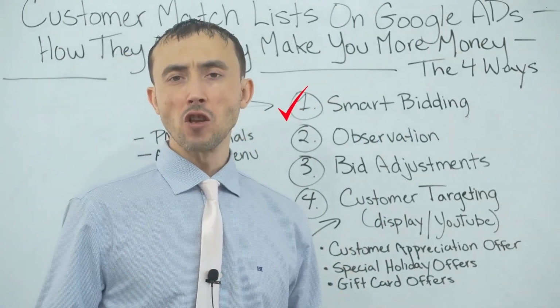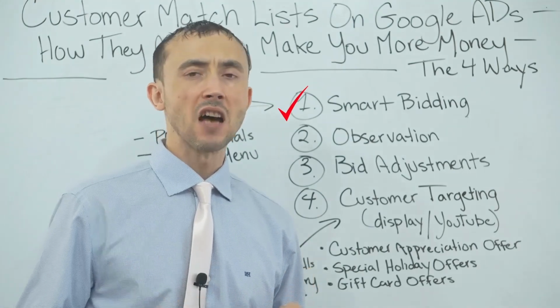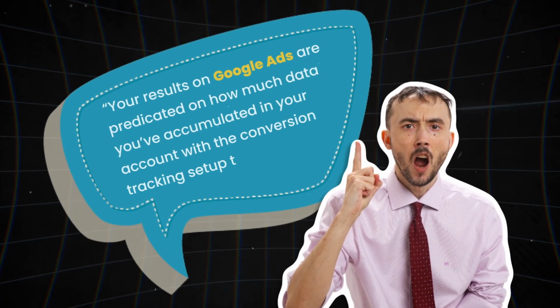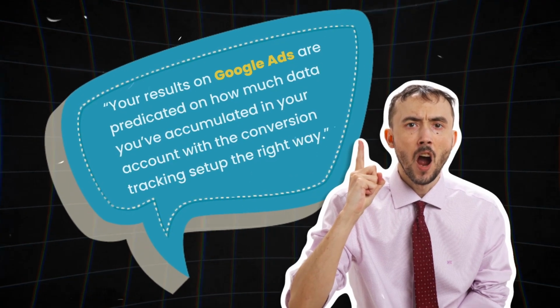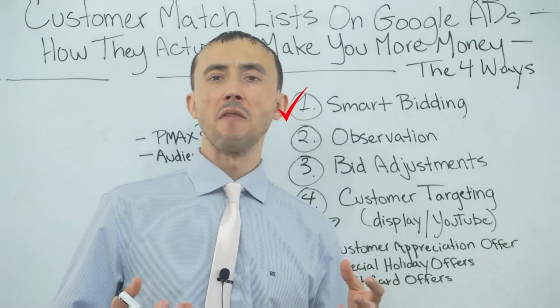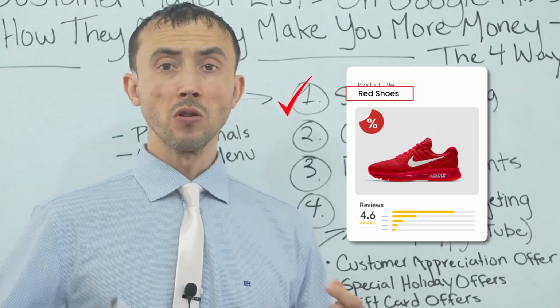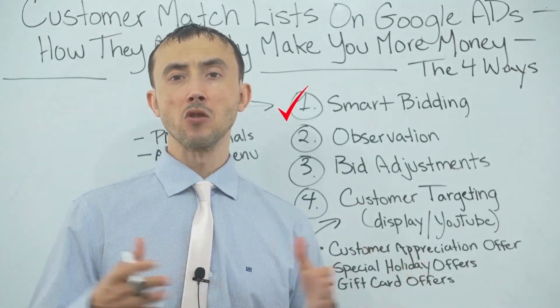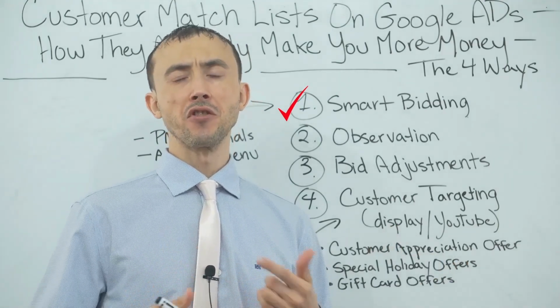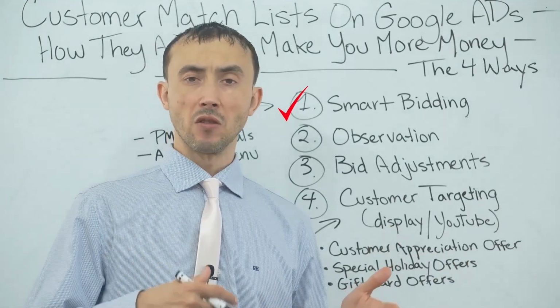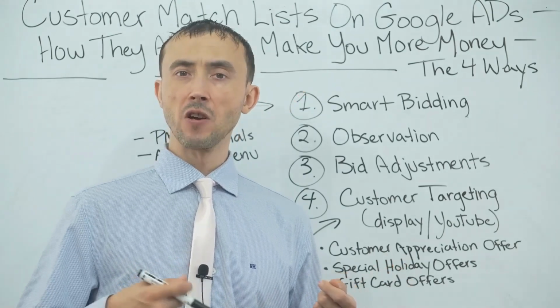Ultimately, if you've watched my other videos before, you have heard many times that I've said that your results on Google Ads are mostly predicated on how much data you've accumulated in your account with the conversion tracking set up the right way. Even if you're advertising on the keyword red shoes, Google is going to find out which portion of that keyword traffic converts for you and what doesn't convert, and have your ads show up a higher percentage of the time for the people that do convert and less for the people who don't convert. The more conversions you get after running your ads, the better the system that Google has gets at running your ads.